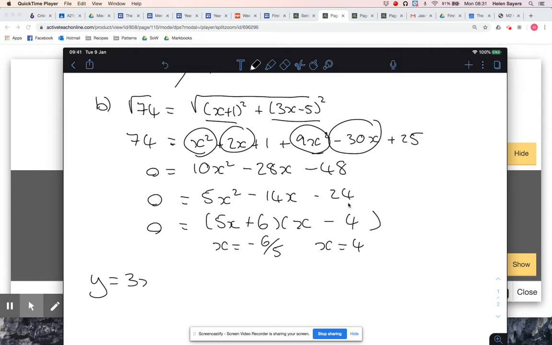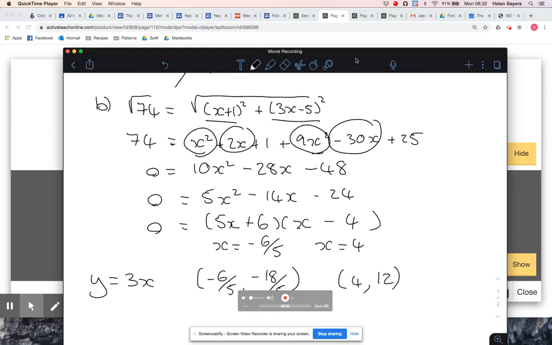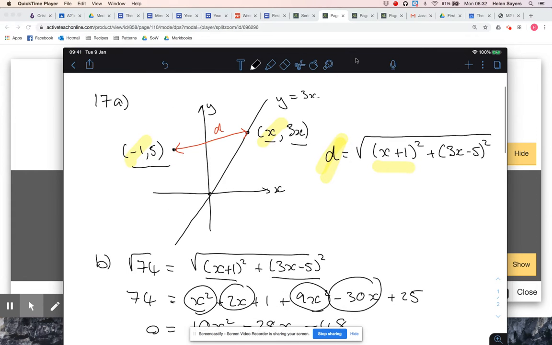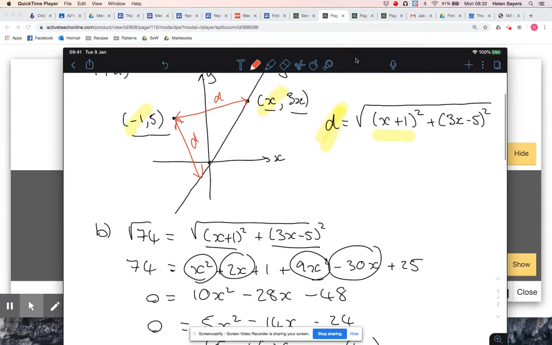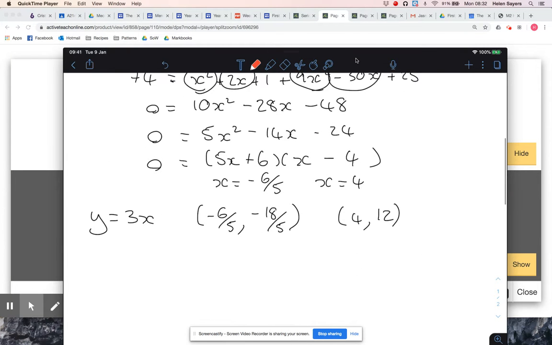So they were on the line y equals 3x. So if x is minus 6 over 5, y is 3 times that. And if x is 4, y is 3 times that. Okay, and if we go back to our diagram, the reason there's two possible values, let's say that that red line has a length of root 74. There'll be another coordinate down there that also has the same length d. So that's geometrically how we can get two solutions.